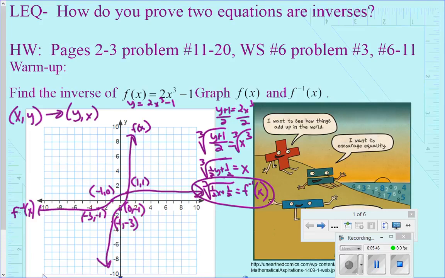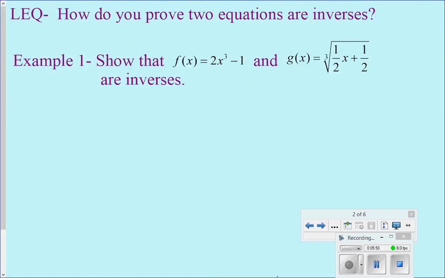So that's how I would suggest doing that type of a problem from now on. Okay, so today we talked about how we could prove that two functions are inverses. So we started with this one from the warm-up and the inverse. So we know that they are because we just found the inverse, but another way of proving them we're going to talk about here. So when you first learned about functions, you probably learned about a function machine.